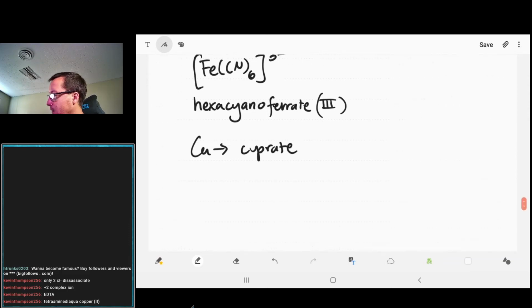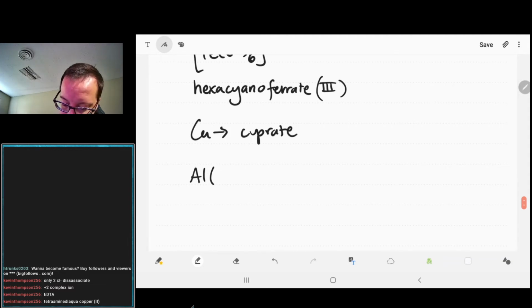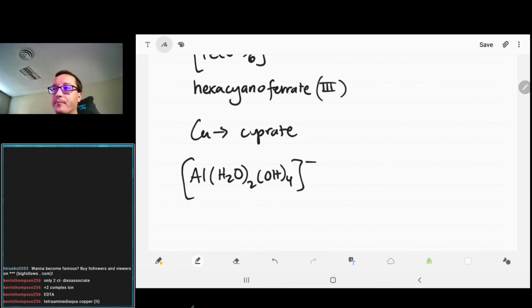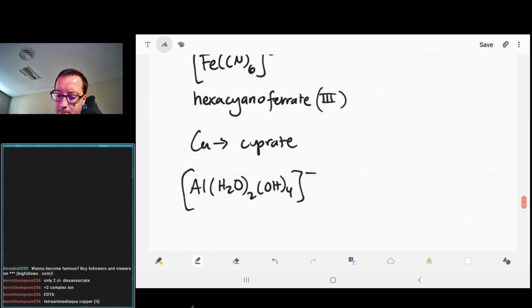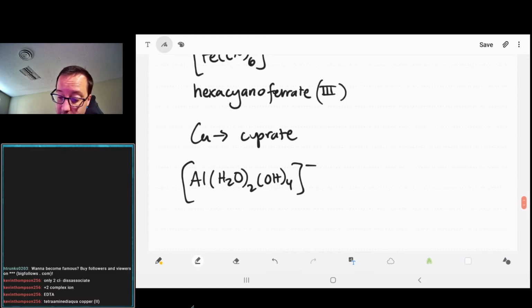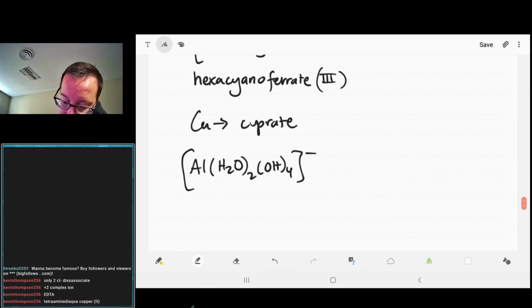Okay, how about this one? Yeah, we'll do this one. How many waters? All right, naming this guy. As always, we'll go alphabetically here. But we have 4 hydroxides. Okay, whatever. I'm not even going to touch that. All right. So with this, let's go for it. We have aqua. We have hydroxo. Those are our groups that are on this.